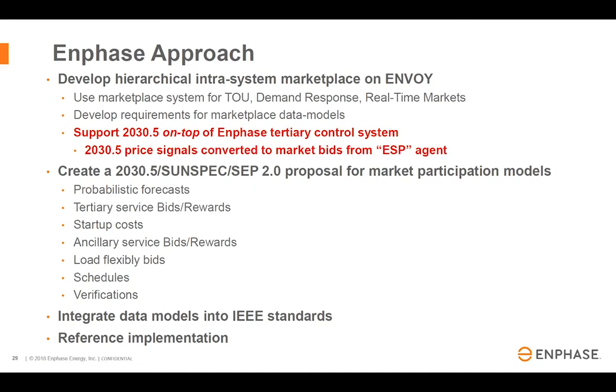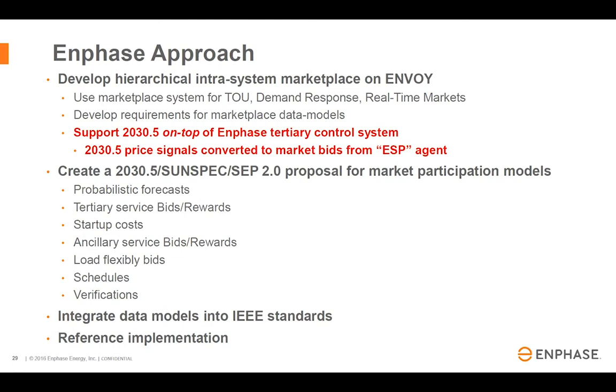And our idea is that we're going to support existing standards by just creating an abstraction layer on top of that marketplace. So for example, 23.5 basically has this idea of sending price signals down, right? Well, really, that's just a bid. That's just a marginal price bid from the utility. So we can convert that price signal from a 23.5 client into an ESP agent bid, right? So that's an energy service provider bid. And we can start supporting this on our own marketplace.